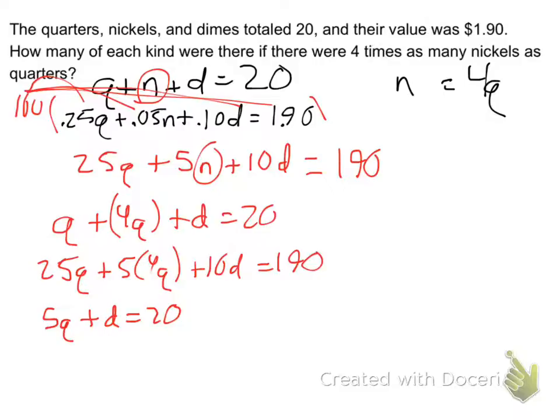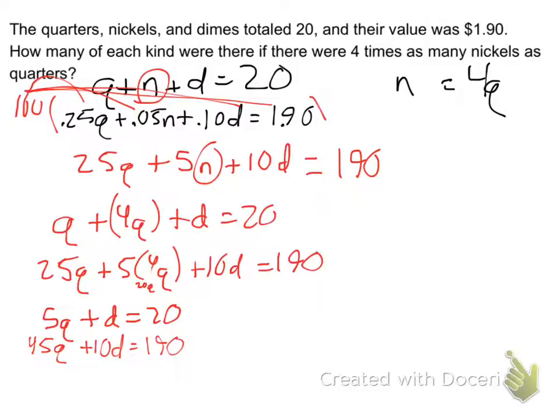And 5 times 4 is 20Q. So really, there's a 20Q there. I'm just going to put it really small on the bottom of it. But what's 25 plus 20? Hopefully everybody understands that's 45Q plus 10D equals 190.